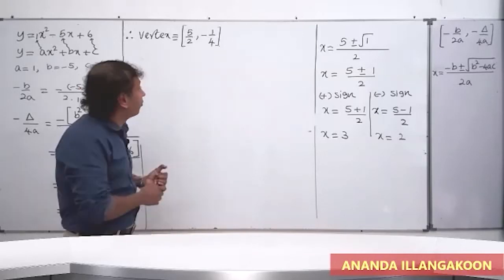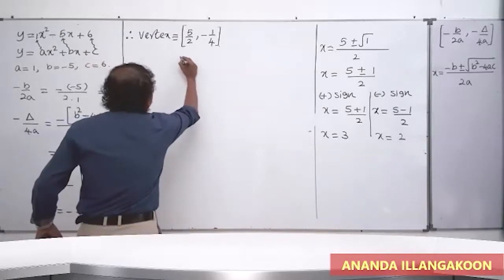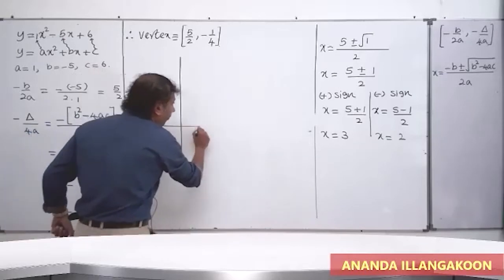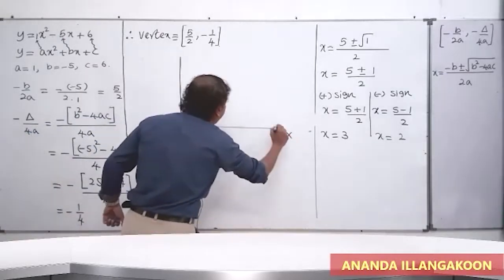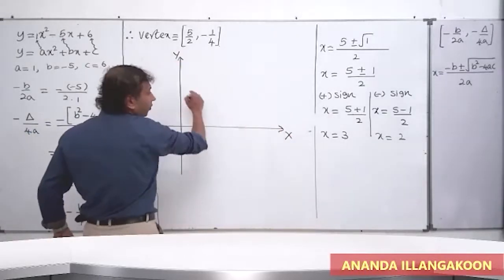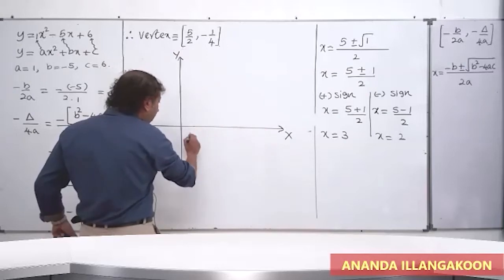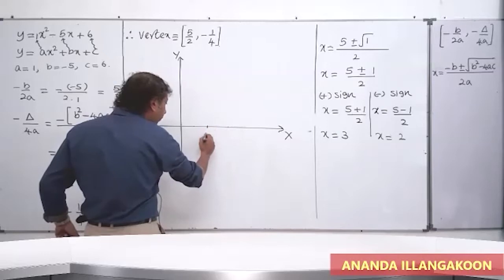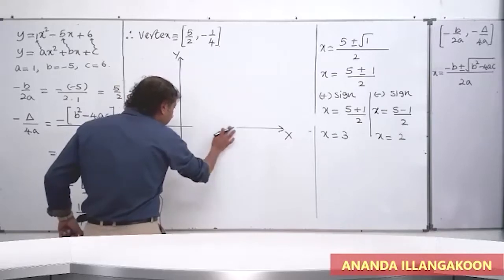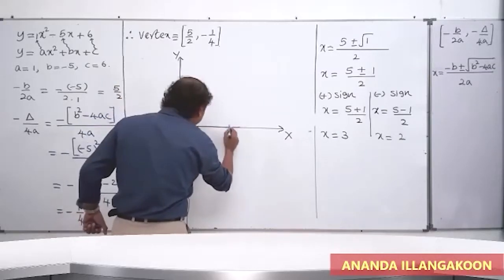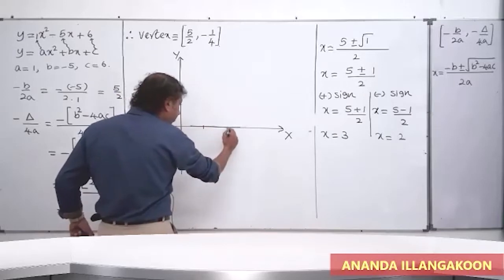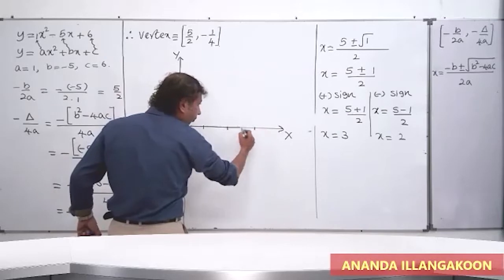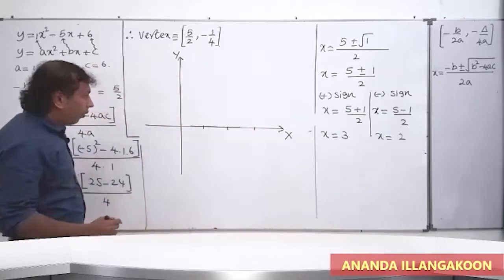Okay, now we'll come to this. Right, so this is the y-axis, this is the x-axis, right? Okay, the two roots are, people, 2 and 3. I mark here 1, here 2, here 3. I take a bigger scale here, 1 here, 2 here, 3 here. Right. Okay.